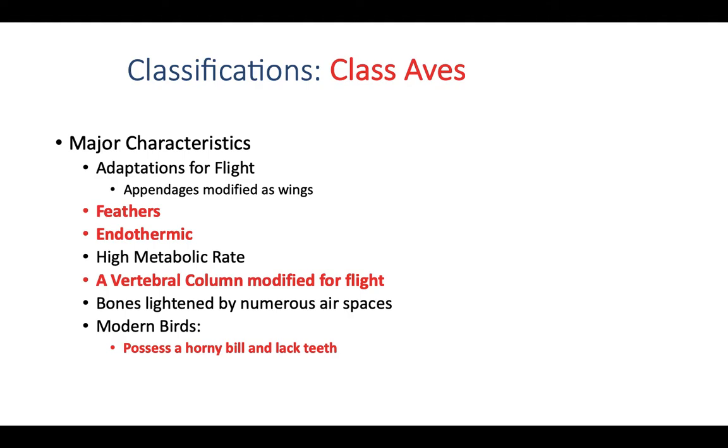We just give you a nice little overview of the class. Everything about a bird is adapted for flight. They have wings, feathers, they're endothermic. We're going to talk a little bit about their vertebral column, and it's modified for flight. Really, everything about their body is. And also, they don't have any teeth, which is crazy. They just have a bill. But they can be very carnivorous, very scary animals, honestly, even though they don't have teeth.